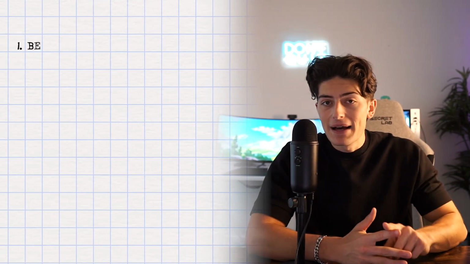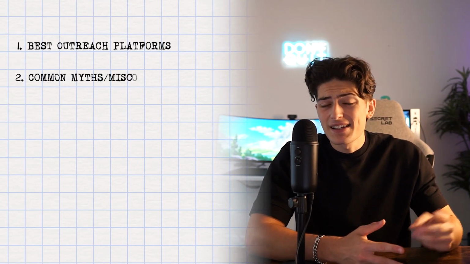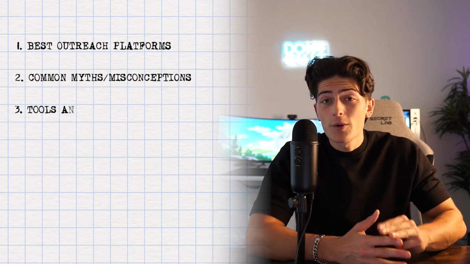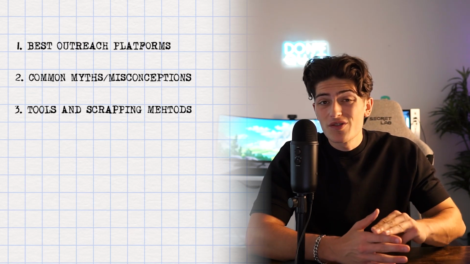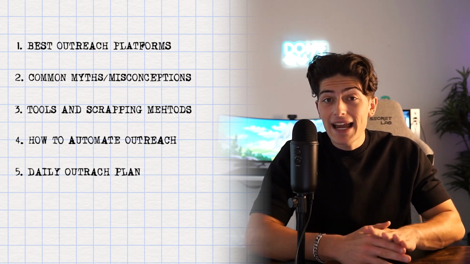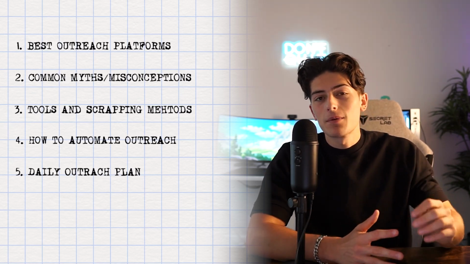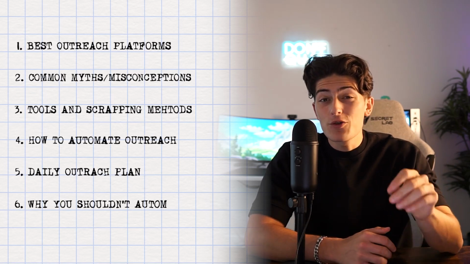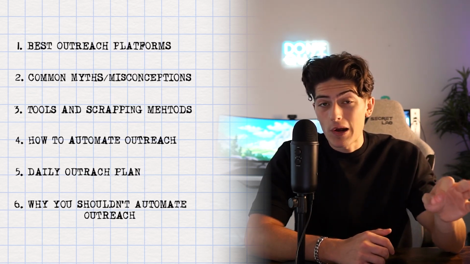Okay, so here's what we're going to be covering in depth today. First and foremost, the best outreach platforms to reach out on. Second is some common myths and misconceptions. Third is tools and scraping methods that you can use to actually find the leads. Fourth is how to automate the outreach. Fifth is your daily outreach plan. And finally, but probably most important, we're going to talk about why you should consider not automating your outreach. We'll also cover some super basic scripts. We'll go more in depth with script writing in another video, but we'll do some basic ones in today's video too.